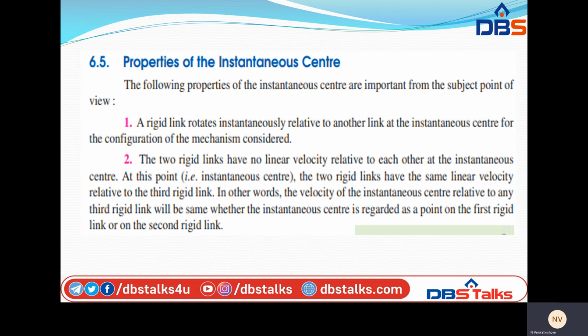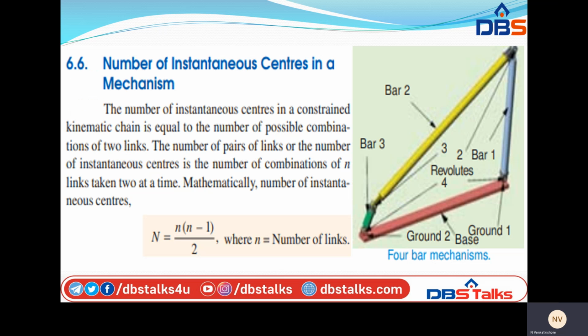In other words, the velocity of the instantaneous center relative to any third rigid link will be the same whether the instantaneous center is regarded as a point on the first rigid link or on the second rigid link. So how many instantaneous centers are there in any mechanism? The number of instantaneous centers in a constrained kinematic chain is equal to the number of possible combinations of two links.